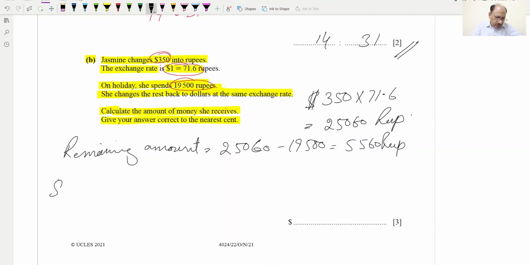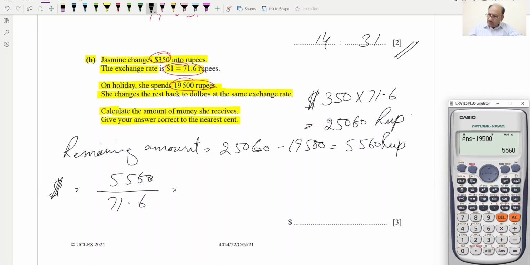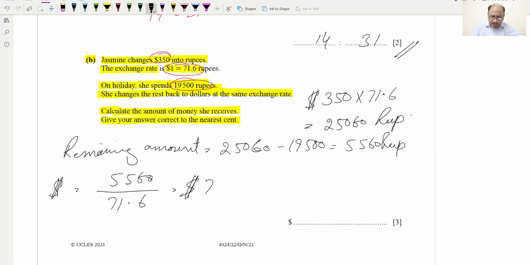So how many dollars will it be? Now we are converting from lighter to heavier currency, so we'll divide by the same conversion ratio, 71.6, and we will get dollars, that is 77.65. So $77.65 will be our answer, and they're saying to the nearest cent, so this is the answer to the nearest cent.